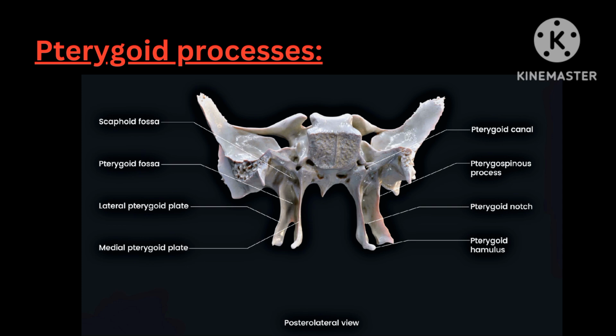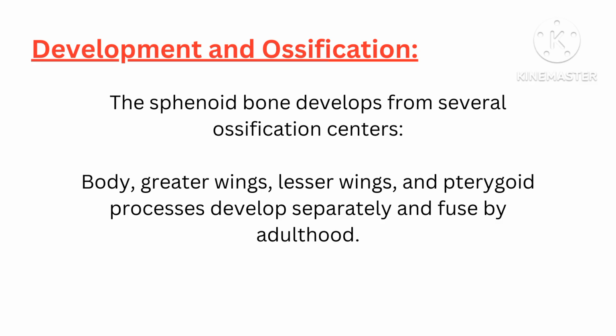Between the lateral and medial plates of each pterygoid process there is a space called the pterygoid fossa. It is the attachment site of the medial pterygoid muscle. The pterygoid canal is a bony passage that extends anteriorly in the base of the pterygoid process. This canal transmits the greater and deep petrosal nerves from the middle cranial fossa to the pterygoid ganglion in the pterygopalatine fossa.